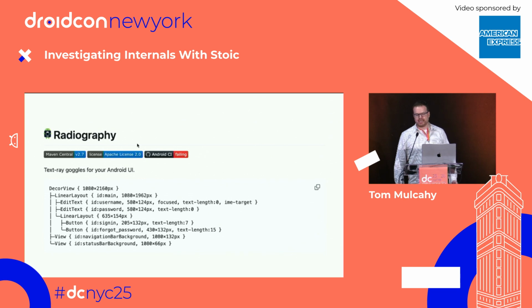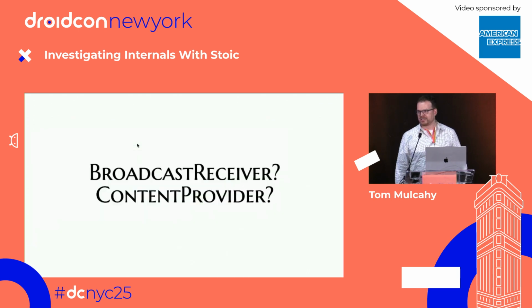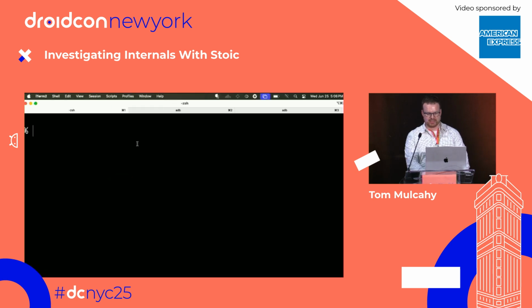So I wanted to have a way to print the Radiography view hierarchy representation on demand. Normally, I'd probably have to create a content provider or a broadcast receiver in every app that I work on. But with Stoic, I can create just one plugin that will work with any app without modifying the APK at all. So I'll demo this.